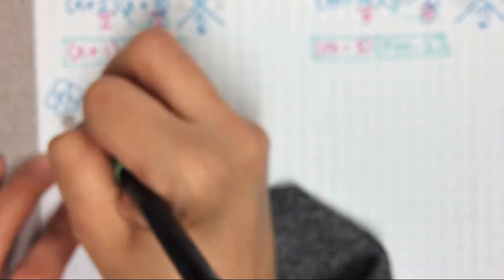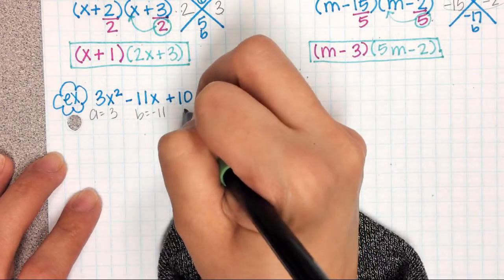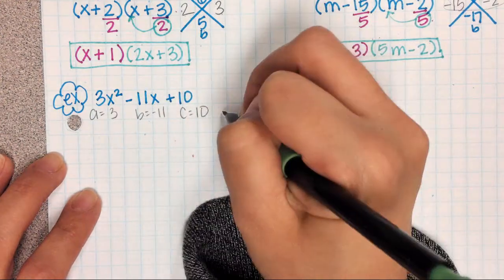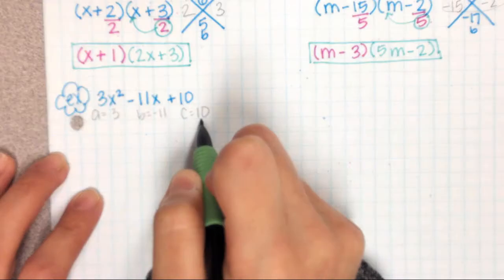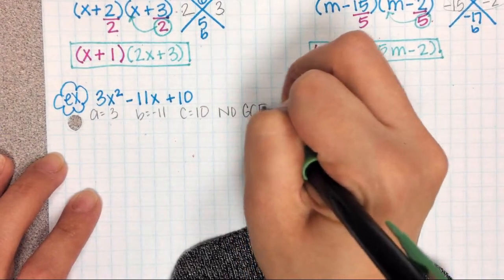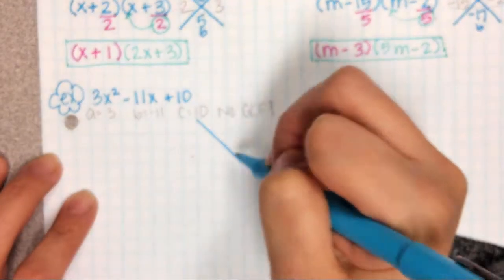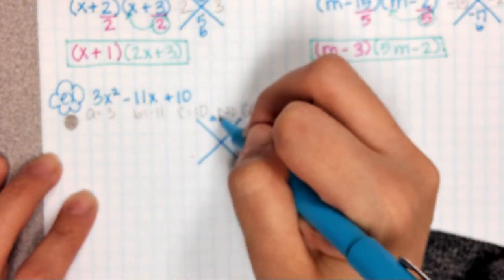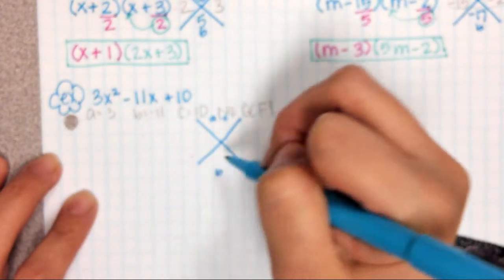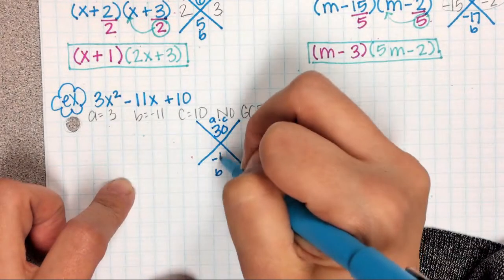Do my ABCs. A equals 3, B equals negative 11, C equals 10. 3, negative 11, and 10 don't have a GCF, so there is no GCF. Do my X. A times C on top, B on bottom. 3 times 10 is 30. B is negative 11.